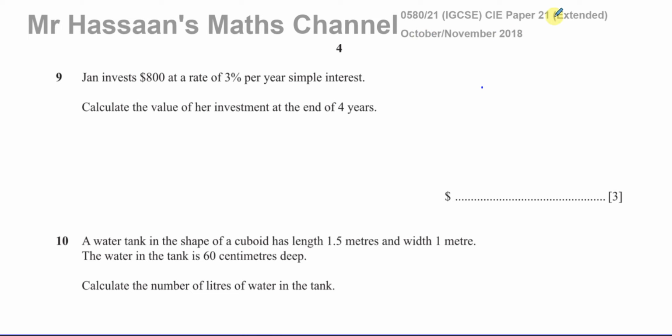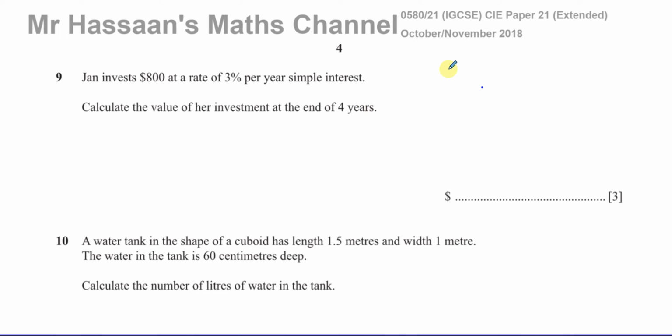I'm answering a question from one of the older papers from October/November 2018. This is Paper 2, Variant 1 from the IGCSE Cambridge 0580 syllabus. This question is about simple interest. Here we're told that Jan invests $800 at a rate of 3% per year simple interest. Calculate the value of her investment at the end of 4 years.